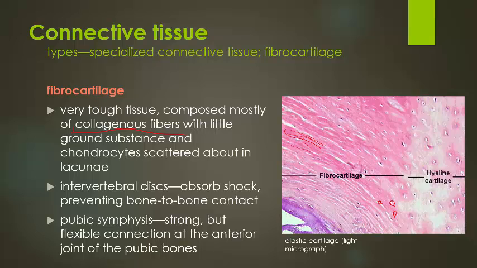And it's also found at the pubic symphysis, which is a joint in between the two pubic bones down at the front of the pelvis. It's a strong and flexible connection there that will allow the pubic bones to stretch apart from each other as the baby's head passes through the vaginal canal and out through the pelvic bones. So fibrocartilage, again, this is the one that you're going to have to really look at to make sure that you can distinguish from other connective tissues.